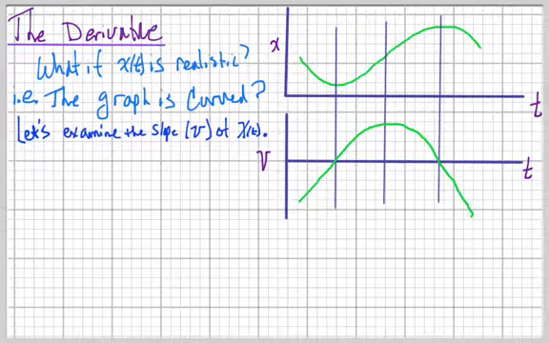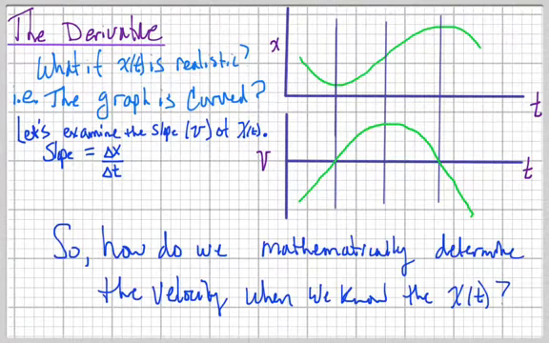All right, so this point of inflection right here indicates that our velocity is changing, going from increasing to decreasing right here. Our slope is going to be our change in x over change in time. So how do we mathematically determine what the velocity is when we know what the function x of t is?